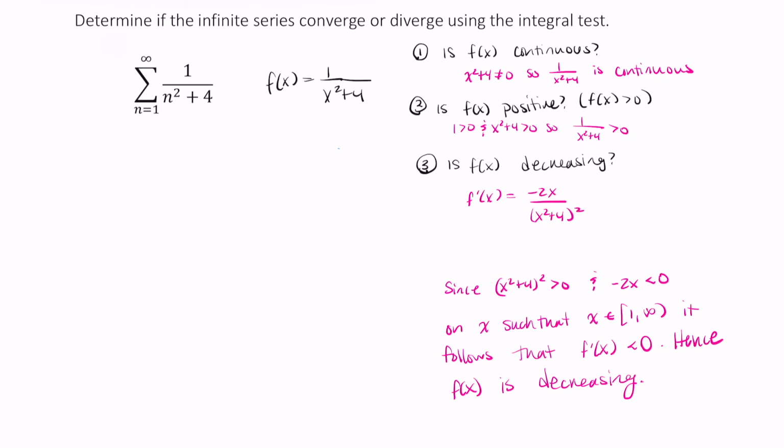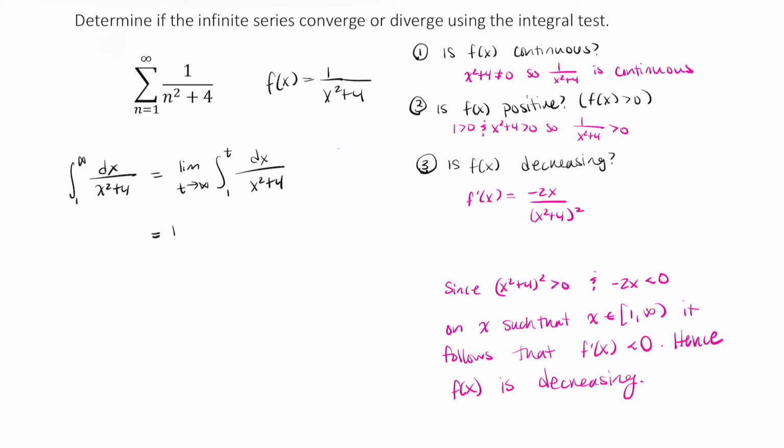Okay, so now we've established that this function is continuous, positive, and decreasing. So now we can apply the integral test. To apply the integral test, let's evaluate the integral from 1 to infinity of 1 over x squared plus 4 dx. We need to rewrite this first as the limit as t approaches infinity of the integral from 1 to t of dx over x squared plus 4.